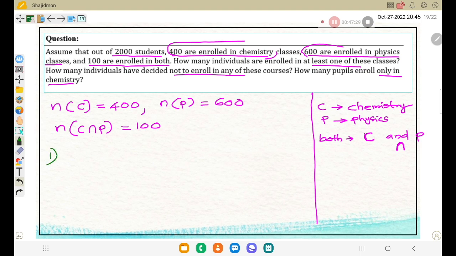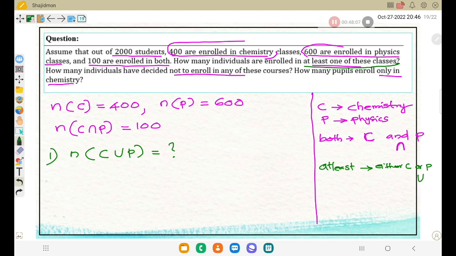First question: how many individuals are enrolled in at least one of these classes? What is the meaning of "at least one"? At least means either they are enrolled in chemistry or they are enrolled in physics. One of these courses they should enroll in, at least chemistry or physics. "Or" means union. So what we need to calculate is the number of chemistry union physics. That is, students who are either in the chemistry class or in the physics class. That is the minimum, and both is also possible.